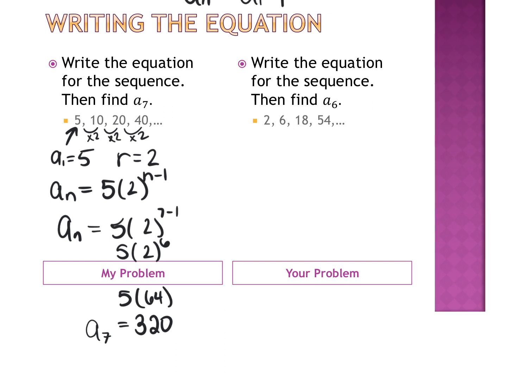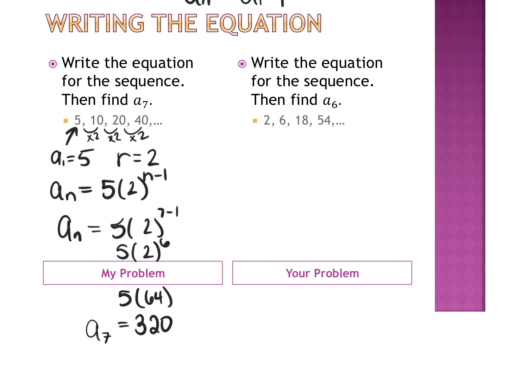Can you write the equation for the sequence 2, 6, 18, 54, and then find A6? Pause the video, do this problem. If you haven't paused it yet, you need to do the next problem.